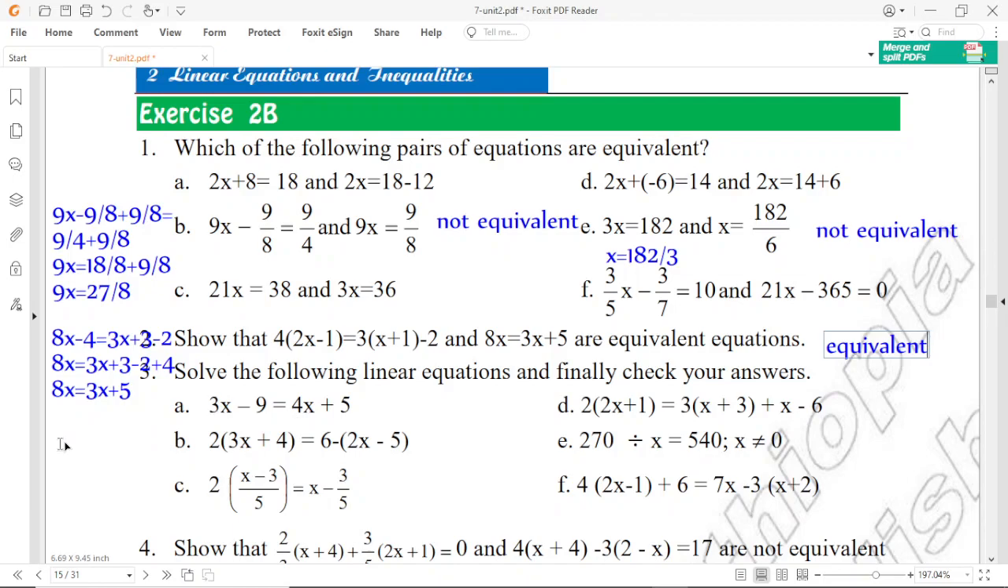Solve the following linear equations and finally check your answer. 3x minus 9 equals 4x plus 5. What is the value of x? First collect like terms: 3x and 4x go together, minus 9 and 5 go together. So 3x minus 4x equals plus 5 plus 9, which is minus x equals 14, so x equals minus 14.